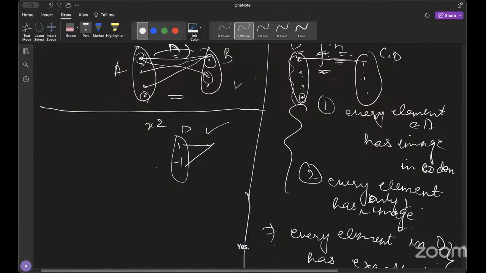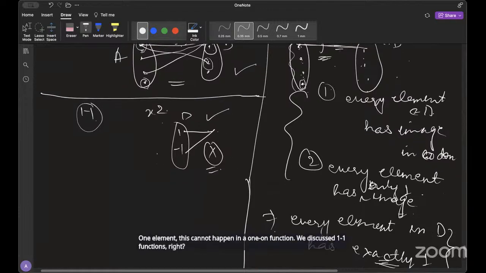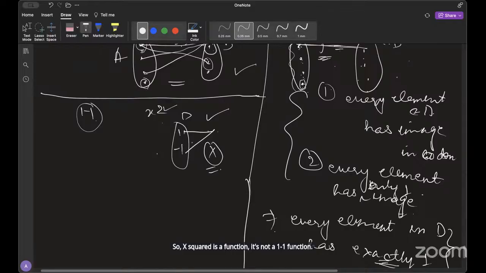So in relations, everything is possible. In functions, one input and two outputs is not possible. And in a 1-1 function, two inputs and one output is not possible. So when you say a function is 1-1, you restrict this and say that this cannot happen in a 1-1 function. We discussed 1-1 functions, right? So x square is a function, but it's not a 1-1 function because two elements have the same image.